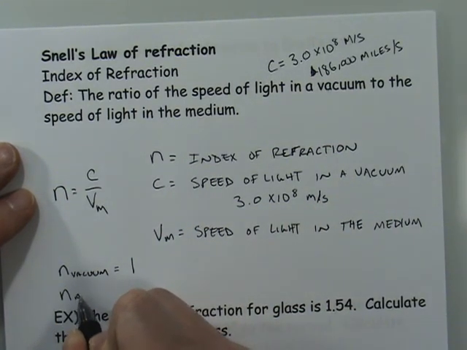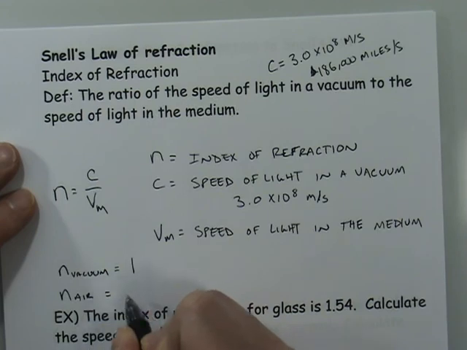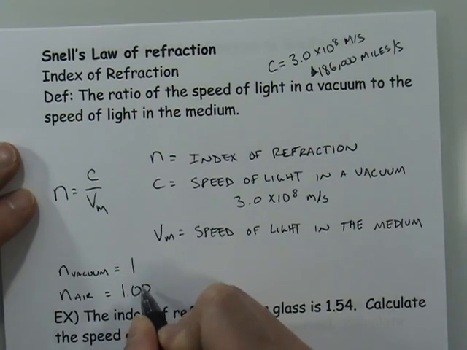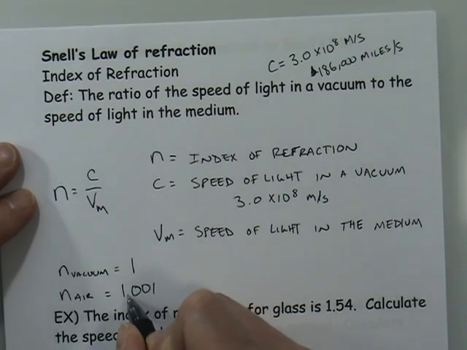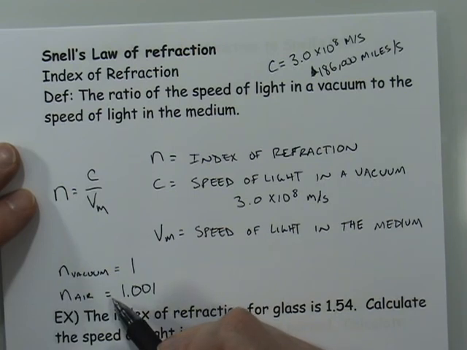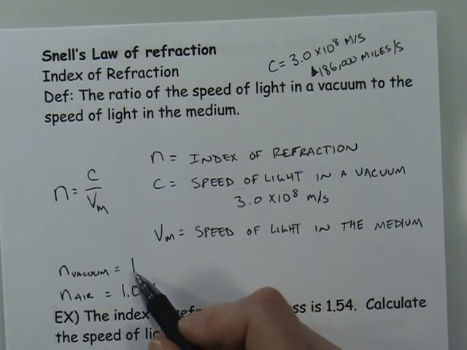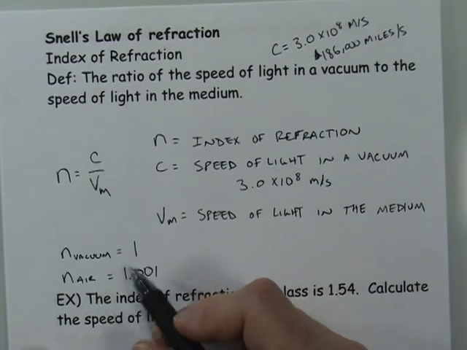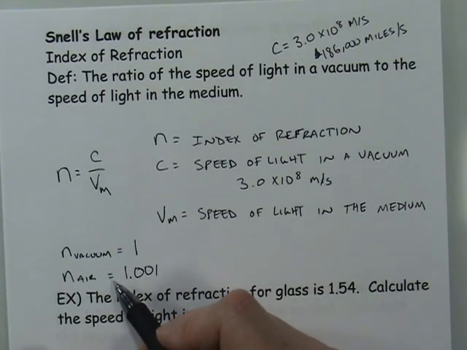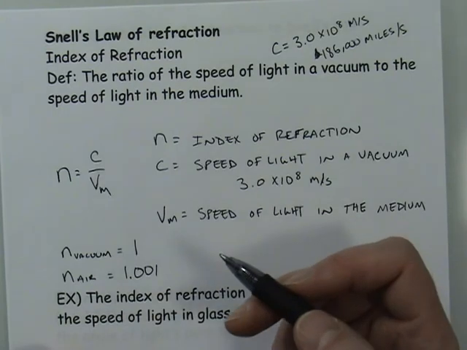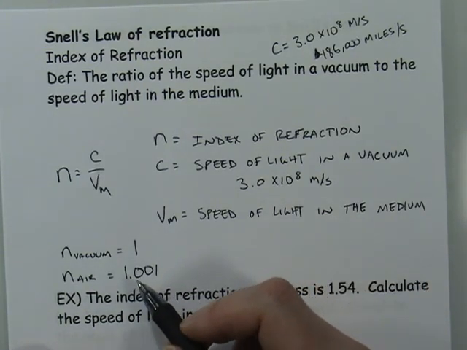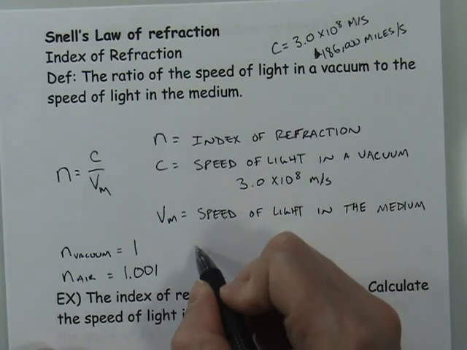But in air, the index of refraction is very close. We are typically going to just say that it's 1 exactly, but it's actually 1.001, so it's very close to the index of refraction for a vacuum. Air is not very dense, and so it doesn't slow down the light very much, but it's not exactly the same as the speed of light in a vacuum.